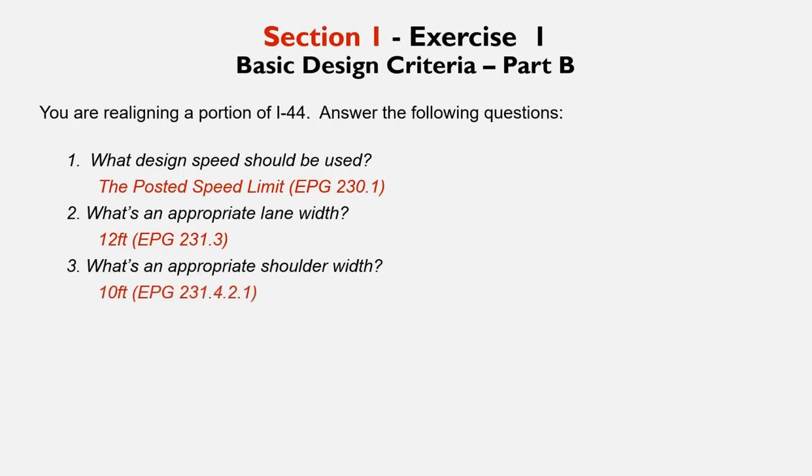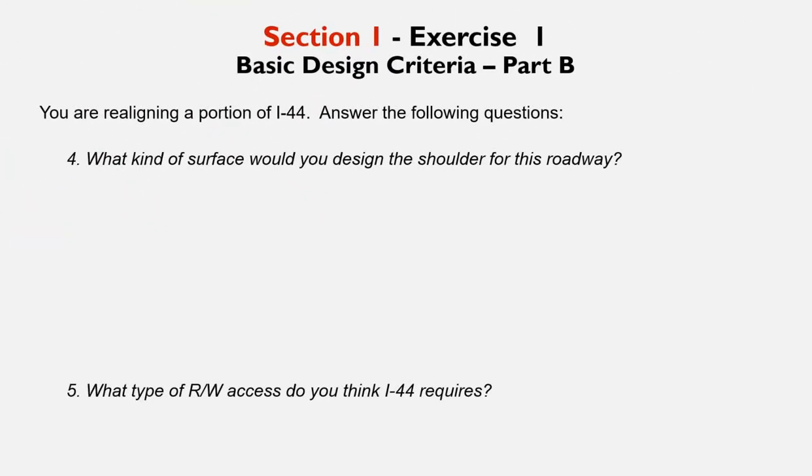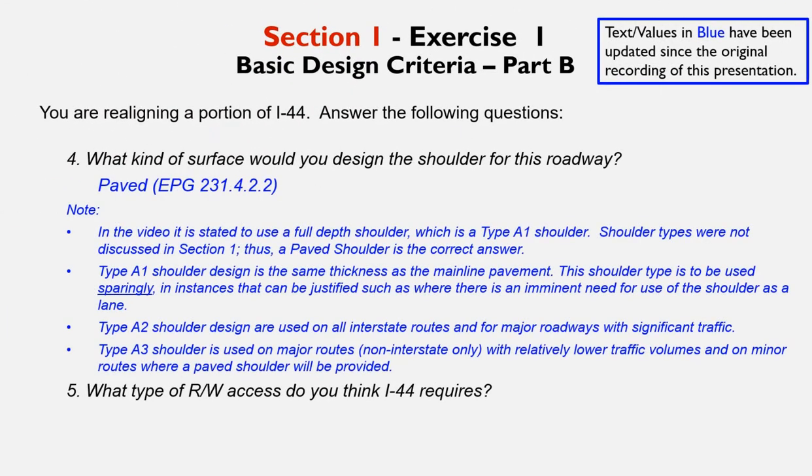What kind of surface would you design the shoulder for this roadway? Full depth. Full depth pavement, whichever it is that you're matching with, your alternate pavement. What type of right-of-way access do you think I-44 requires? Fully controlled. And in certain sections of it, there'll be no access whatsoever.